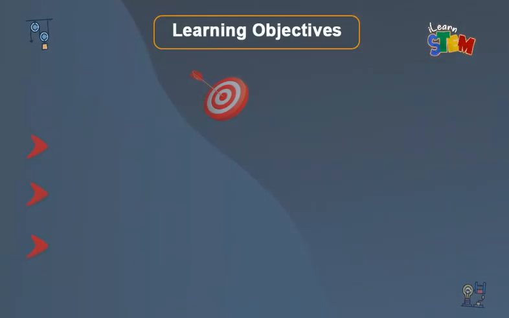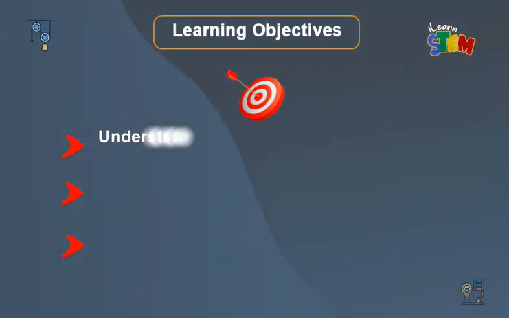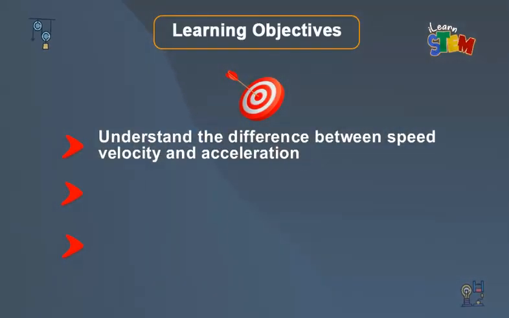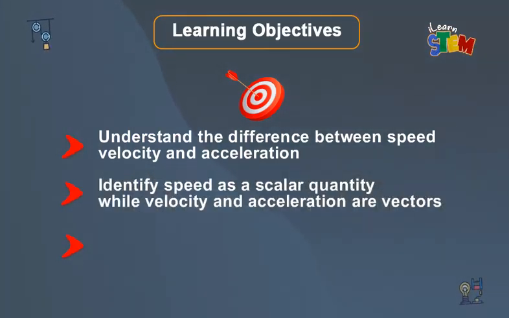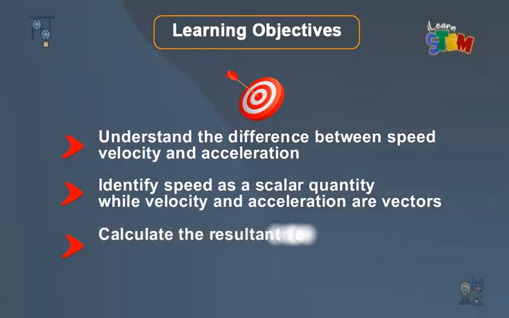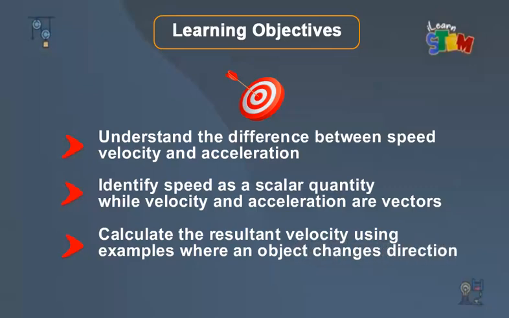By the end of today's lesson, you will be able to understand the difference between speed, velocity, and acceleration. Identify that speed is a scalar quantity, while velocity and acceleration are vectors. Calculate the resultant velocity using examples where an object changes direction. Are you ready? Sit tight, let's dive in.